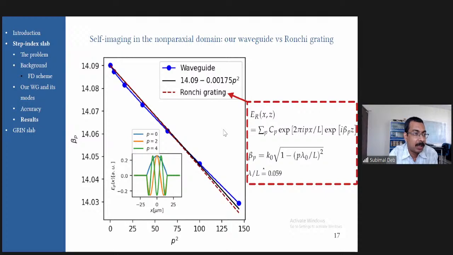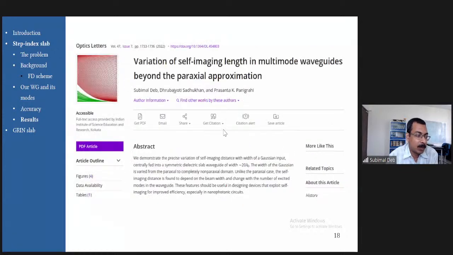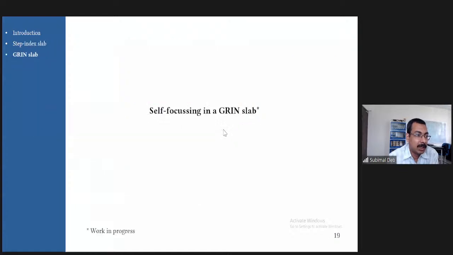So fundamentally, the non-paraxial behavior of the waveguide and the Ronchi grating are quite different. That is the point that I want to make in this plot. And having said that, for more details, you can look at this article that was published with Dhrubajyoti, a student of IISER. And with that, we move on to the next part of my talk, which is on the graded index slab.